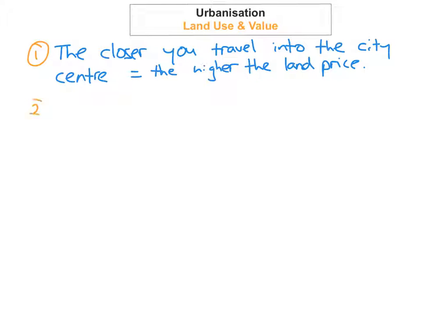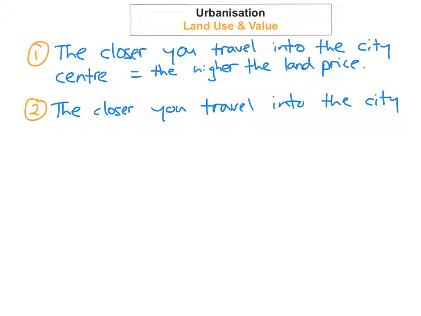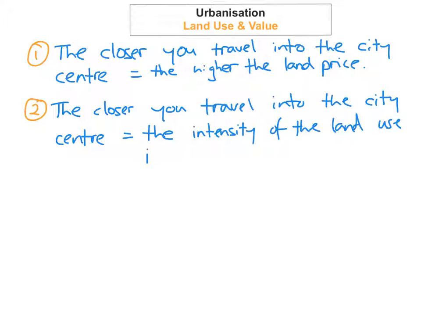The second point is that the closer you travel into the city centre, that equals the intensity of the land use increases. So I've broken it up into 2 different points, nice and simple.